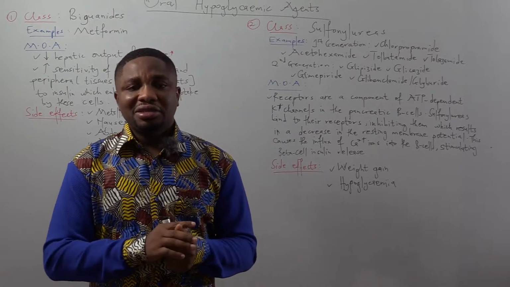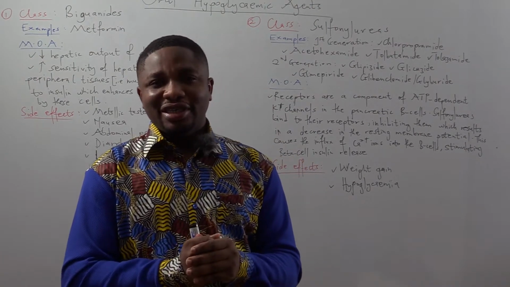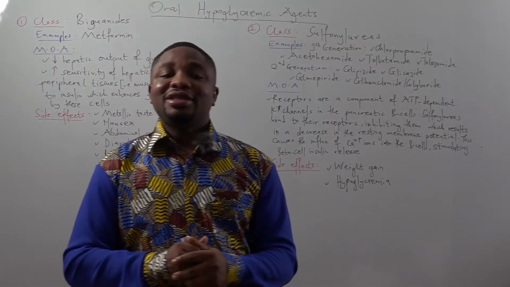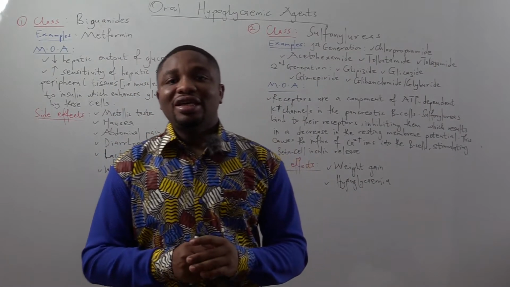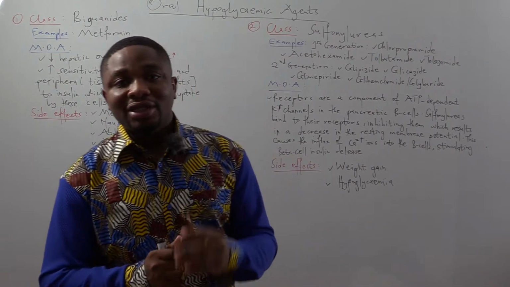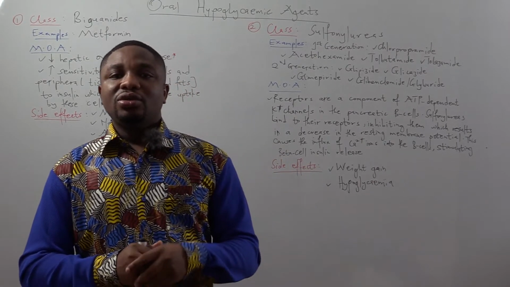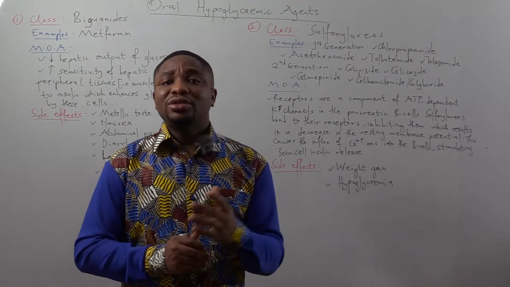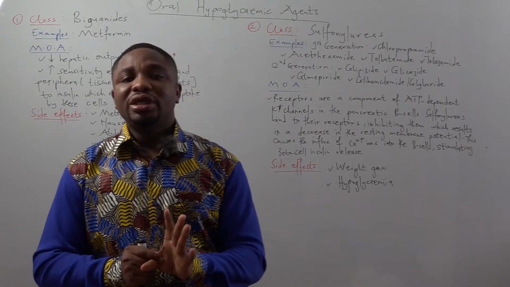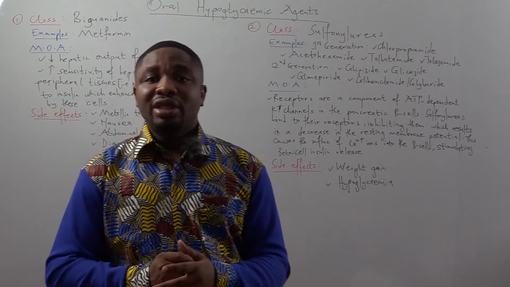Now let's have a look at the mechanism of action of the sulfonylureas. First of all, you should know that they stimulate the beta cell release of insulin. And the question is, how do they do that? Their receptors are components of the adenosine triphosphate, that's ATP, dependent potassium channels in the beta cells of the pancreas. So when the sulfonylureas bind to the receptors, they tend to inhibit these channels, and by so doing, decrease the resting membrane potential.